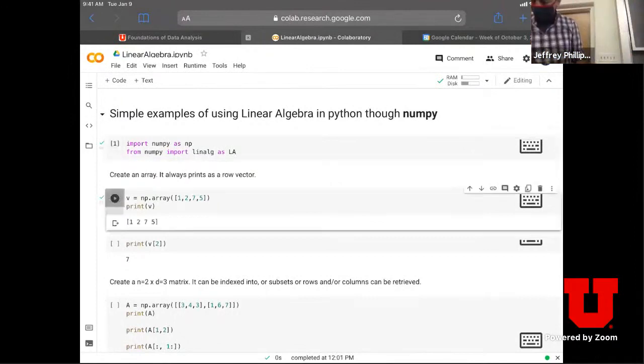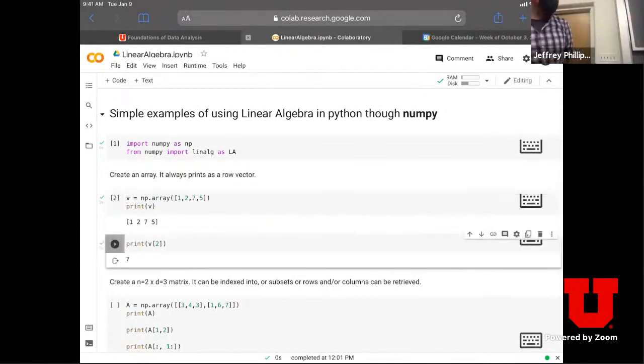Okay. And then the print command prints it out. I created an array by this np array command. It tells me this V is now an array of length 4 in this case, and I can print it out. Okay. I can index into it. It says the second index is 7. This means it starts counting at 0, right? 0, 1, 2. So the index 2 is 7.